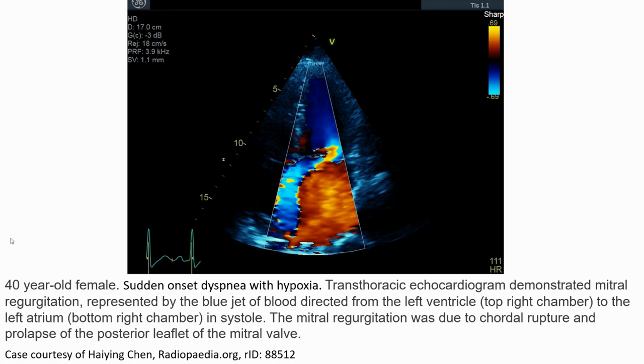This is a 4-year-old female with sudden onset dyspnea with hypoxia. Transthoracic echogram demonstrates mitral regurgitation, represented by the blue jet of blood directed from the left ventricle to the overlap of the posterior leaflet of the mitral valve.